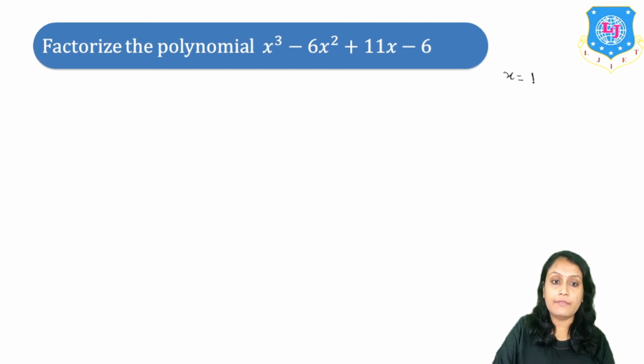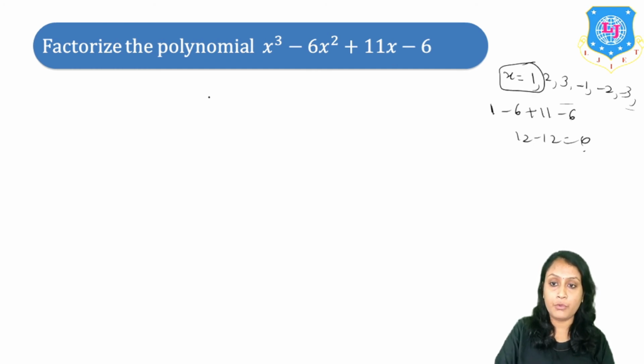So for that we'll take different values of x such as 1, 2, 3. Okay, and many times we need to check minus 1, minus 2, minus 3 and so on. So if you substitute x is equal to 1 over here, you will get 1 minus 6 plus 11 minus 6. So this is 12 minus 12, it will give you 0. So what does that mean? That x is equal to 1 is one of the roots.